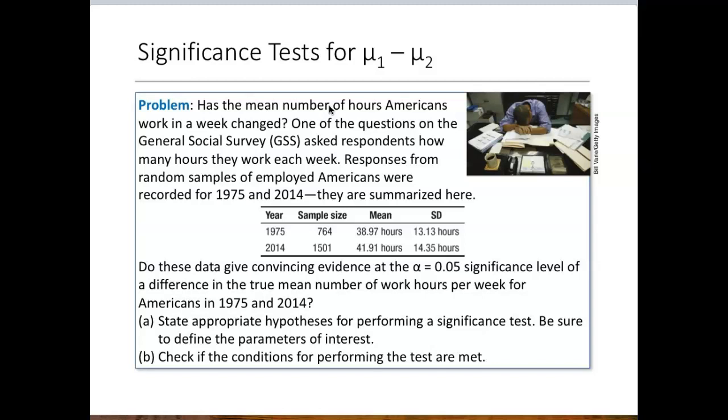So 1975, we had a sample size of 764. They said they worked a mean of 38.97 hours with a standard deviation of 13.13 hours. 2014, we had a sample size of 1501. And there was a mean of 41.91 hours and a standard deviation of 14.35 hours.